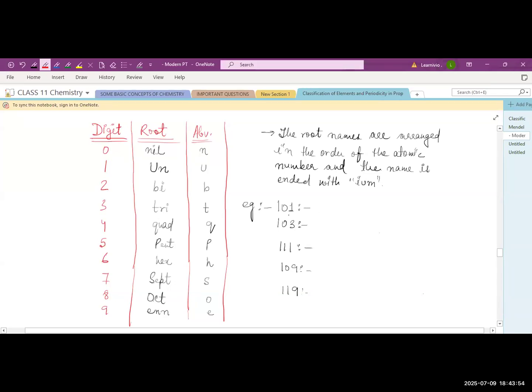For example, if the number is 101, how to write down the name? For 1, what is the root word? Un, right? For 0, it is nil. Again for 1, it is un. And you just have to end the name with -ium. So that's the name for 101. तो ancient time में ऐसे ही नाम दिया जाता है. After this, you can see in the periodic table.